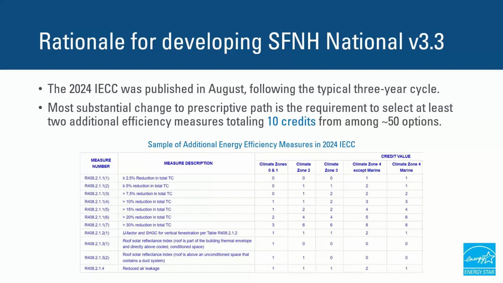Now, I've shown a small sample of these measures below, but they cover a broad range of strategies. For example, a better enclosure, more efficient heating, cooling, and water heating equipment, more efficient duct systems, reduced air leakage and efficient ventilation, efficient appliances, on-site renewables, and demand-responsive thermostats. So quite a range of choices. Because of this and the other changes made in the 2024 IECC, we needed to evaluate whether our latest national version of the program requirements, National Version 3.2, delivered sufficient savings compared to this new code.